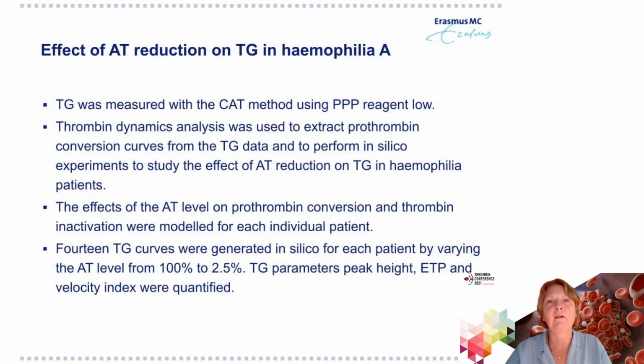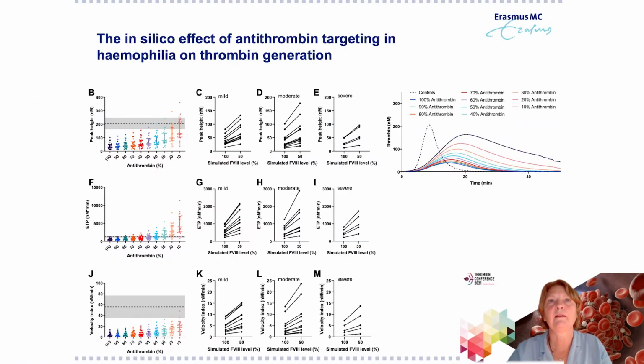So 14 different curves were generated for each patient by varying in silico the antithrombin levels from 100% to 2.5%. So here you see a busy slide, but I'll walk you through it slowly. On the left, the first figure on the upper left, you see that with a normal antithrombin concentration, you have a very low peak height.